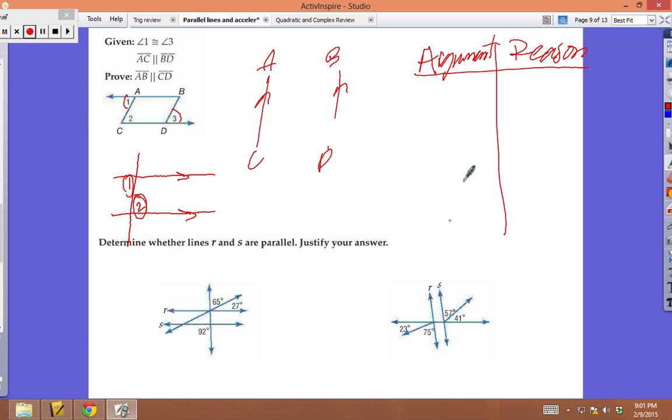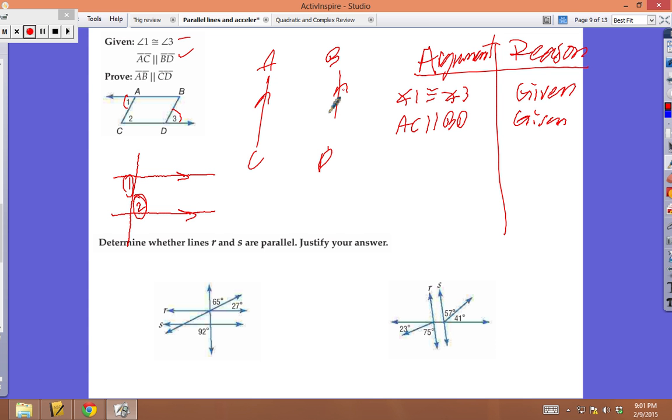So I'm going to start off by saying angle 1 is congruent to angle 3. And how do I know that? That's what's given. And then I'm going to state both of these, check, check. In my next move, I'm going to say AC is parallel to BD. How do I know that? That's given. Okay, now I've got to link 3 to 2.